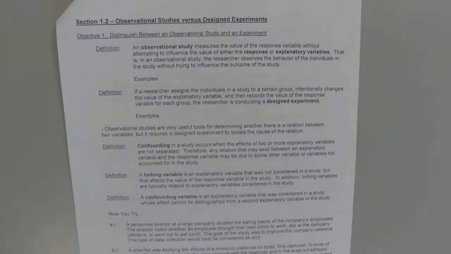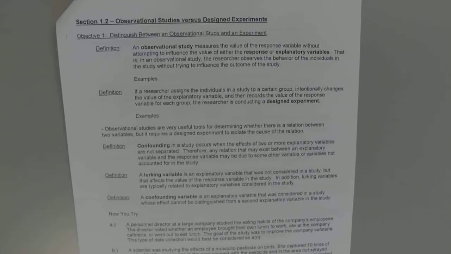All right, so section 1.2 is observational studies versus designed experiments. Experiments are a little bit more important, and their findings mean a little bit more, so they actually have a whole section to themselves in section 1.6. But in 1.2, we're going to decipher between the two and talk a little bit about observational studies. The first objective is just being able to distinguish between one and the other.